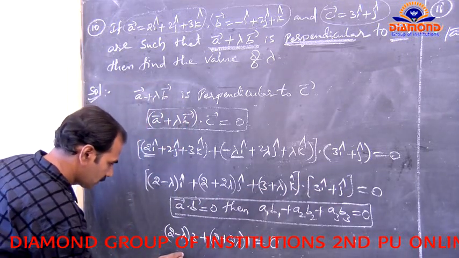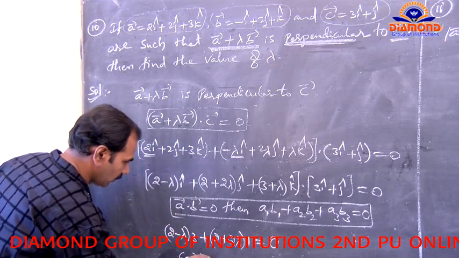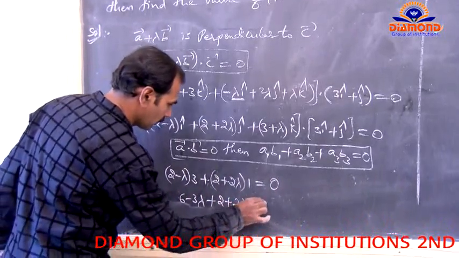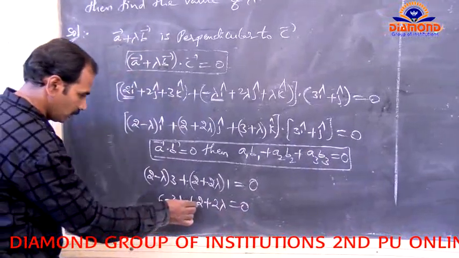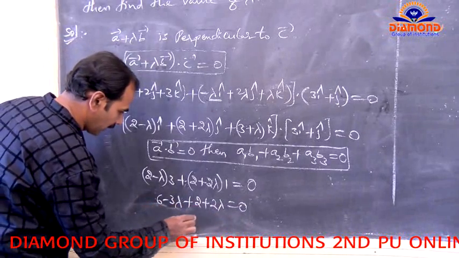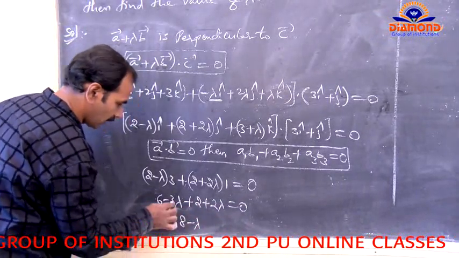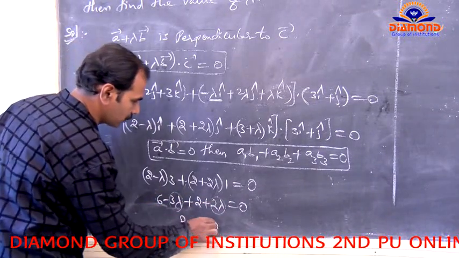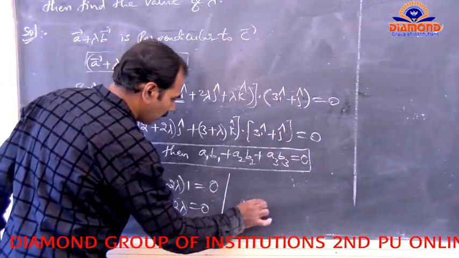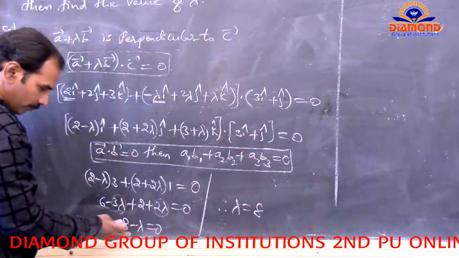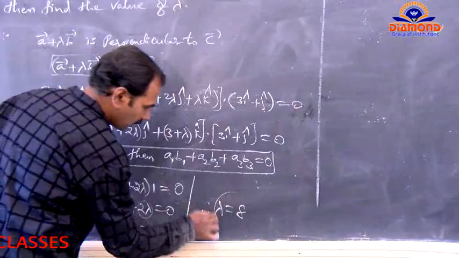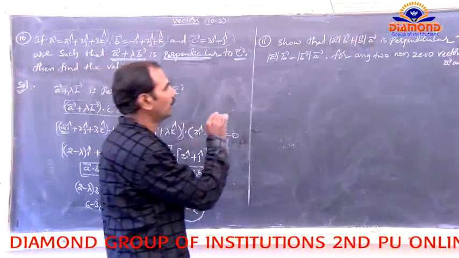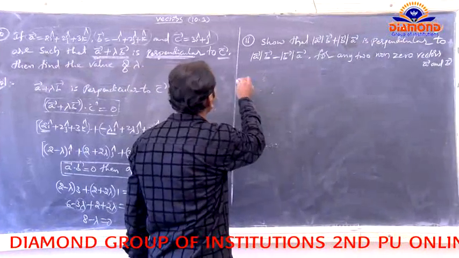So 6 minus 3 lambda plus 2 plus 2 lambda equal to 0. Sum of these constant values, 8 minus 3 lambda plus 2 lambda. It means 8 minus lambda equal to 0. Therefore lambda value is 8. This is the answer. Simple. 2 marks.